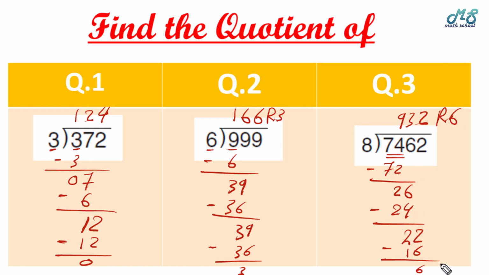But pay attention, guys. The remainder must be less than the divisor. 3 is less than 6. 6 is less than 8. This is the main idea of the division.